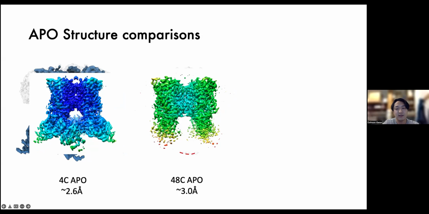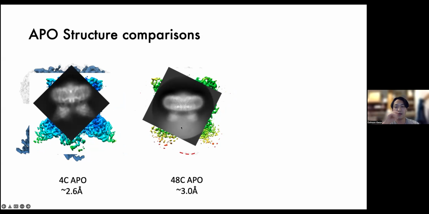Also, we can check these differences in the local resolution image. So yeah, this part is almost gone, right? And even in the 2D classification result, we can see the clear differences. Yeah, this part, we cannot see any of the very N-terminus region, right?